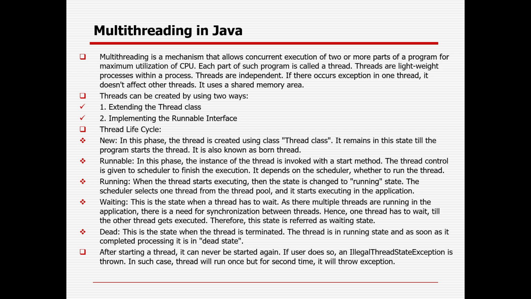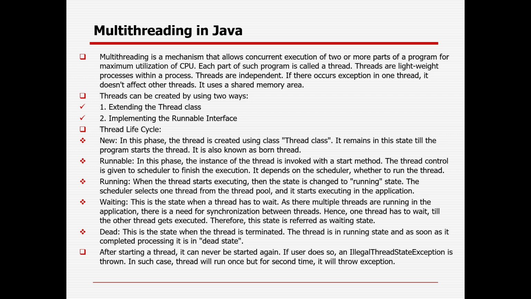So 10 resources will pick up 10 tasks. As and when one completes, they will pick up another task. The other resources will not depend on one another; as and when they complete, they pick up a new one. So work can be done simultaneously by multiple resources at the same time. Multi-threading is a mechanism which allows concurrent execution of two or more parts of a program for maximum utilization of the CPU. Each part of such a program is called a thread. Threads are lightweight processes within a process. Threads are independent. If an exception occurs in one thread, it does not affect other threads.